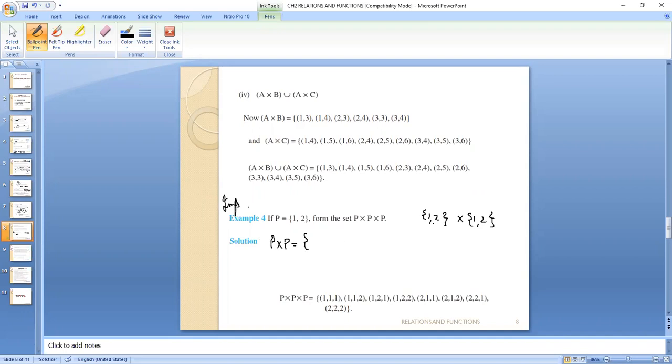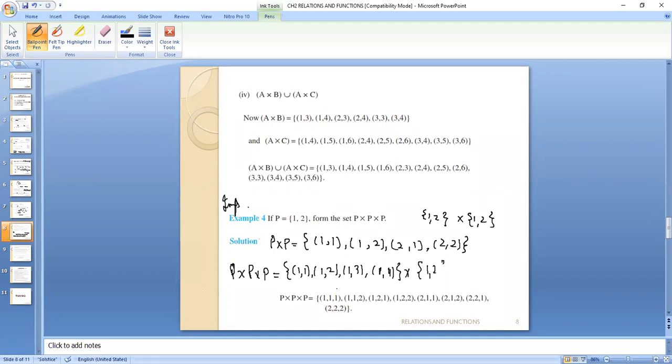So P cross P means 1 you will multiply with 1 comma 1 you will multiply with 2, comma 2 you will multiply with 1, comma 2 you will multiply with 2. This is the set P cross P. Now P cross P cross P means you will multiply the set (1,1), (1,2), (2,1), (2,2) with the set {1, 2}.